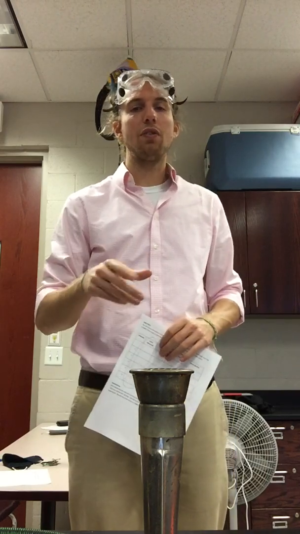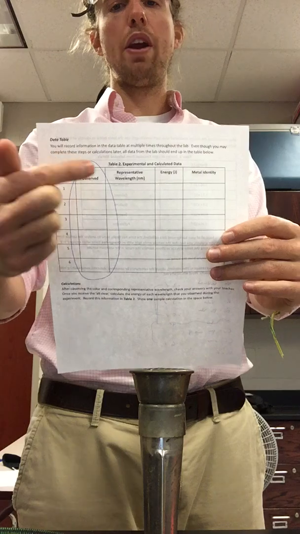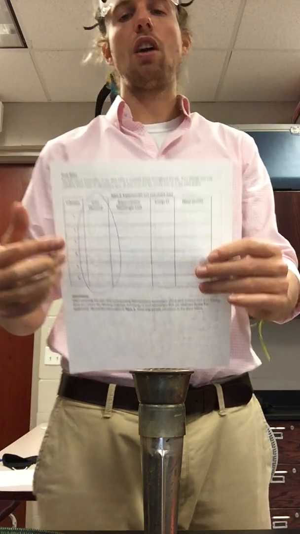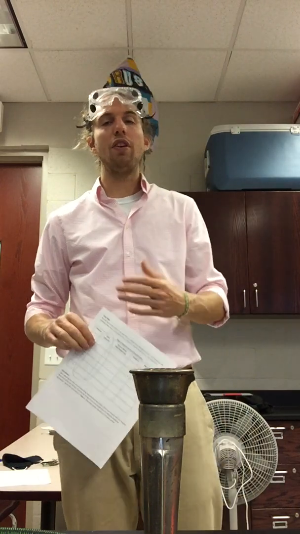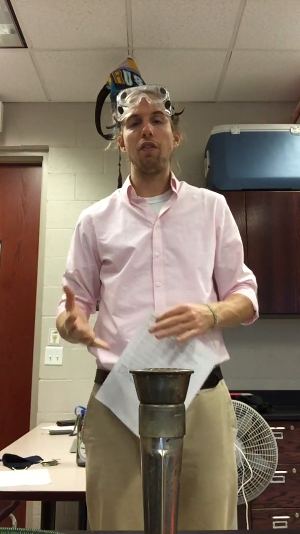In order to be successful during this lab, we're going to want you to take out page 3 of your flame test document. On page 3, you'll notice there's a data table called table 2. We are going to be filling in this column together. This second column says color observed. The purpose of this video is to show you what sorts of colors emerge whenever we burn different elements.